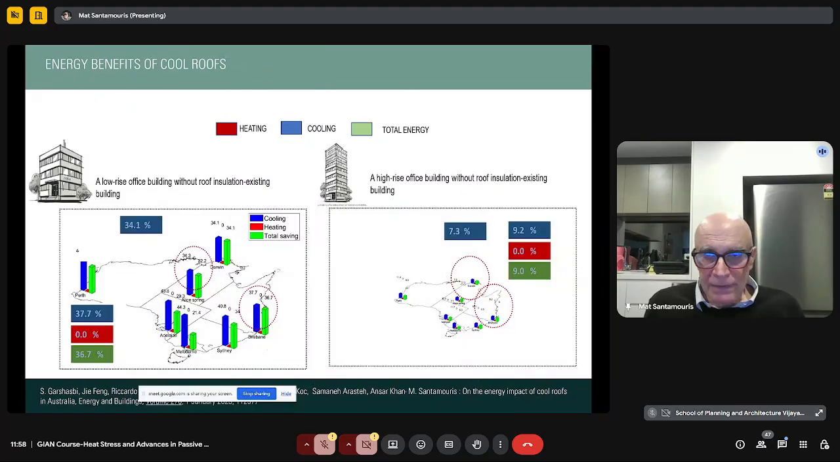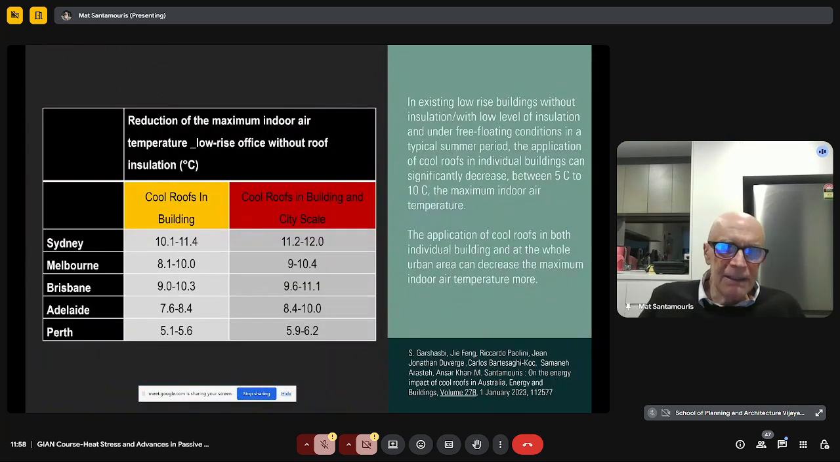But for a high-rise office building, the benefits are much less, very close to 3%, because you have benefits only in the upper part of the building. You have some penalties because of the heating, so the benefits are close to 7%, but don't underestimate this 7%. It is really very important.